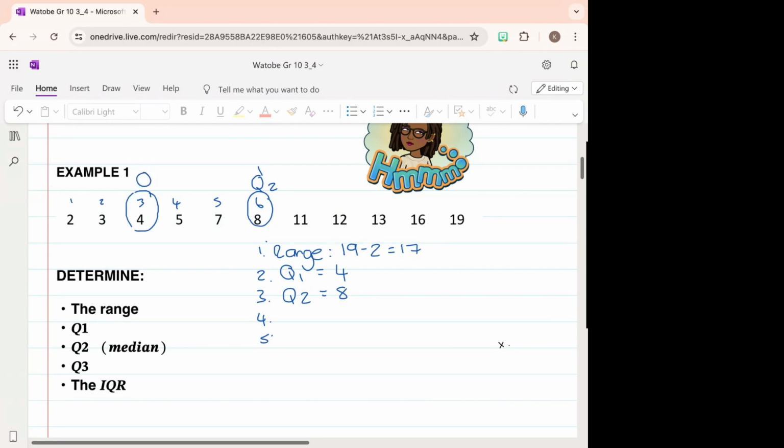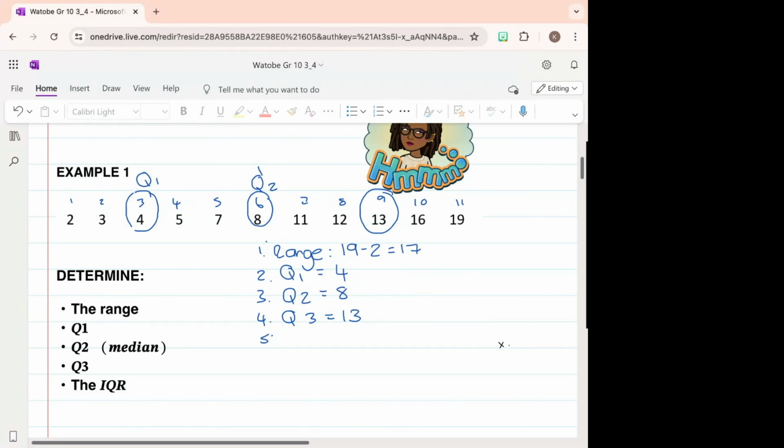And so that's Q1. And the same thing on this side, I've got 7, 8, 9, 10, 11. I'm going to have the same thing on this side. Q3 is going to be equal to 13.